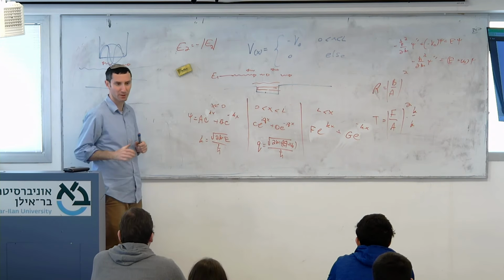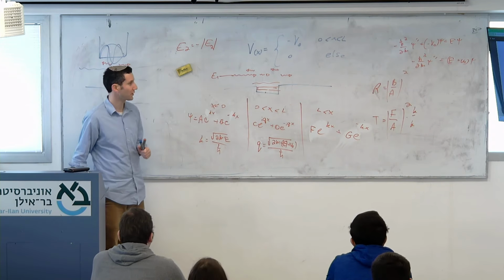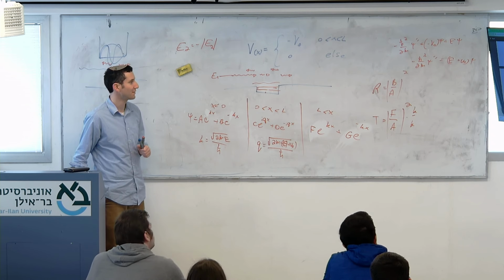May I erase the whiteboard? Okay, first I want to see here. So this is the solution here. I got A, B, C, D. And these are my K and my Q.